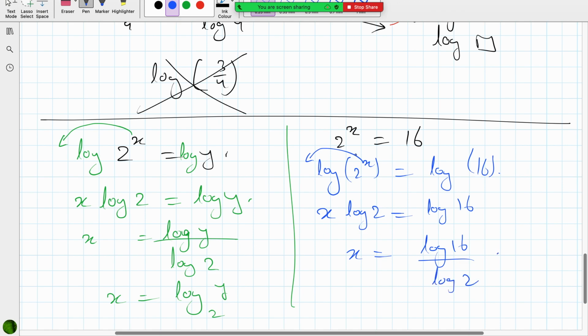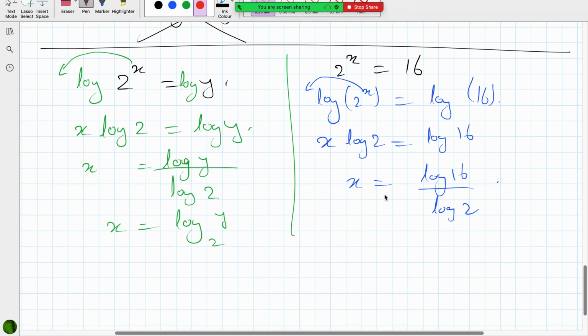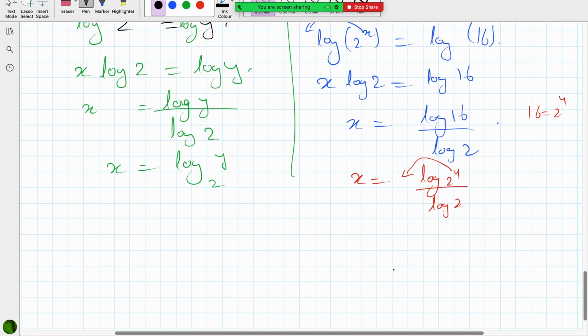Now remember, the question said to solve it without using calculator. But you will be having calculator with you at all times. So that only means you have to show each and every step. Now x is equal to log. May I write this 16 as 2 raised to power 4? Now this 4 can actually come out by power law. So we can write this is equal to 4 into log of 2 divided by log of 2. So you get rid of this and your answer is 4.